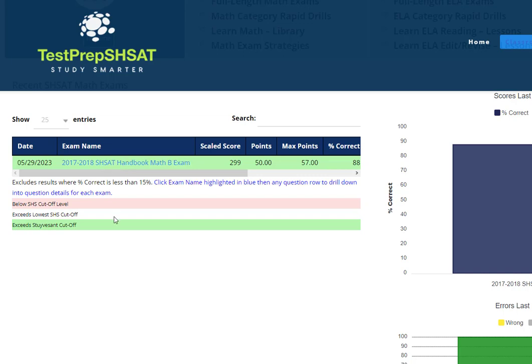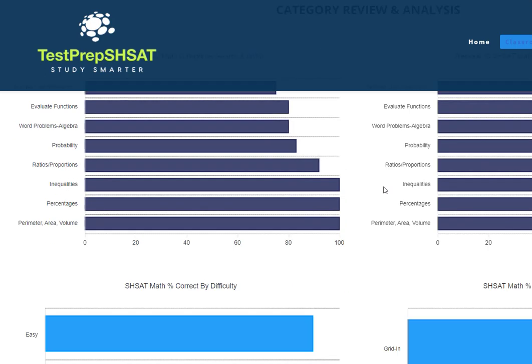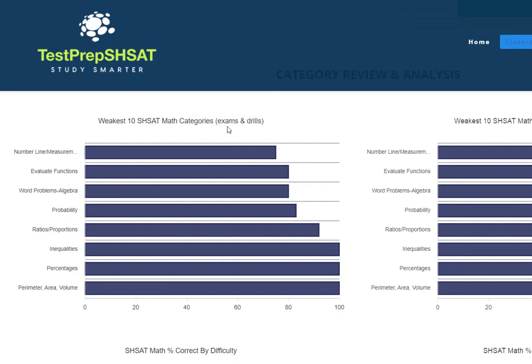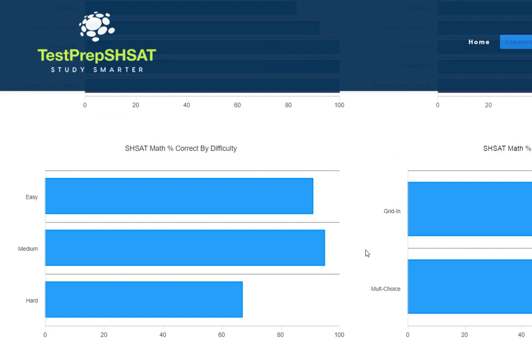I can click in the details of the math exam. I'll see my scores, and I have some category results from my math exams. How did I do by topic? What were my weakest math categories? Note it shows overall in the last 30 days. So you can see a differentiation between how you're doing recently and over the course of your study period, 3, 6 months or longer.